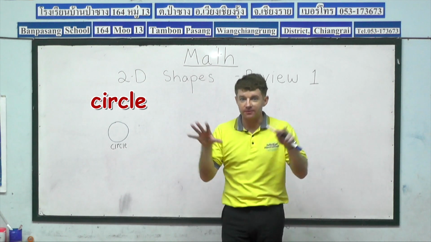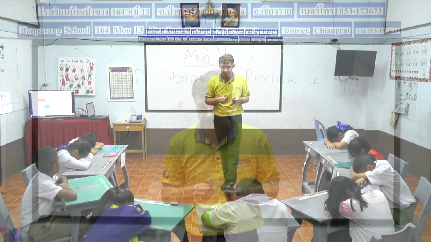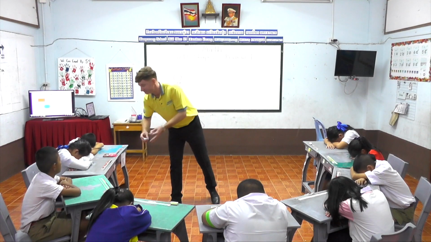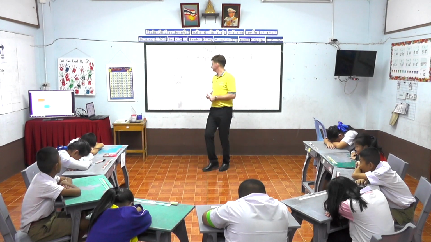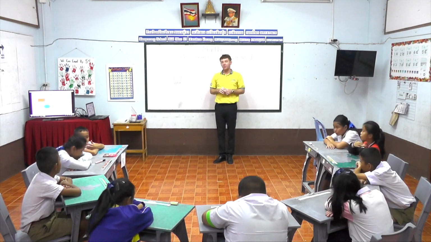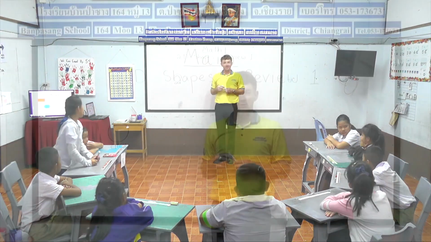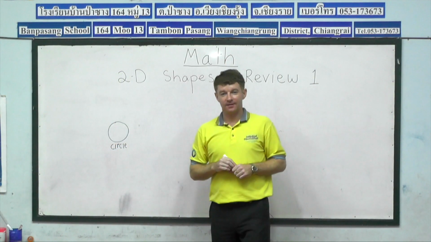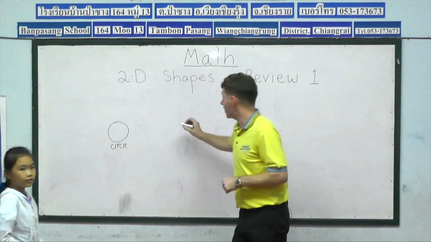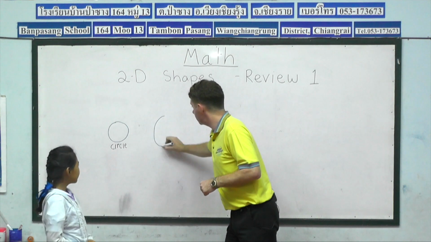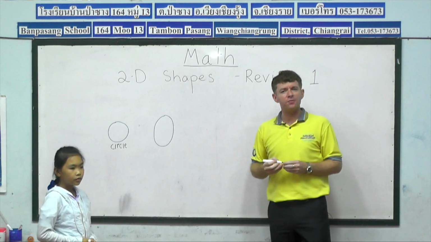Okay, so let's close our eyes. Shape number 2. Okay, now we can open our eyes again. Nadia, come and join me at the front. The next shape was similar to a circle, but not quite, because it looked a bit more like this. Now, who can remember what this shape was called?